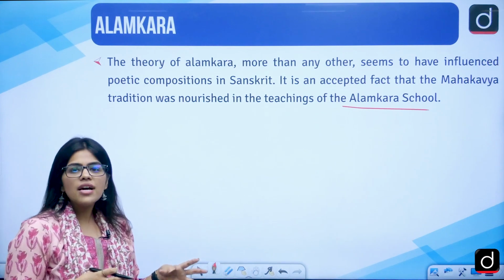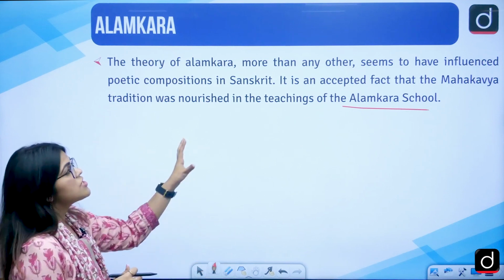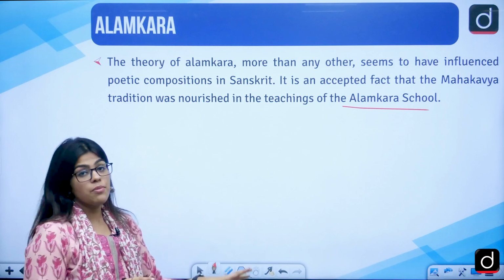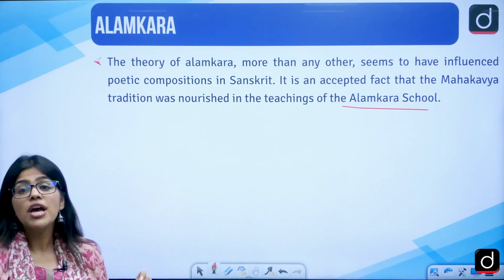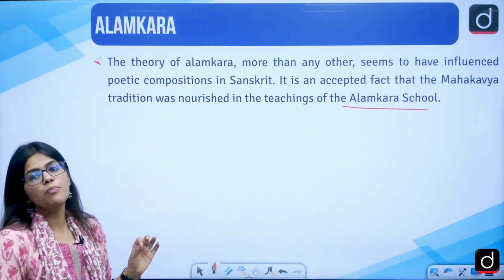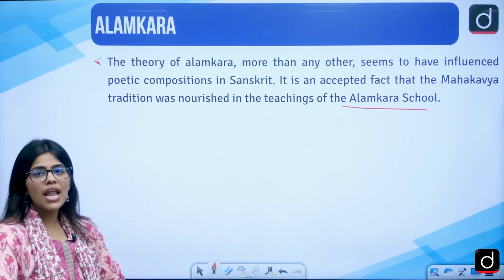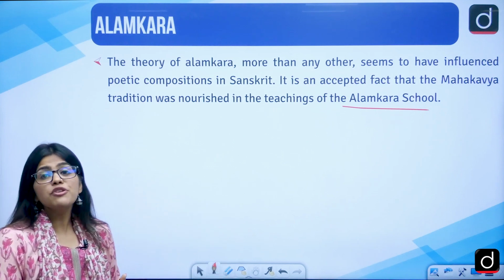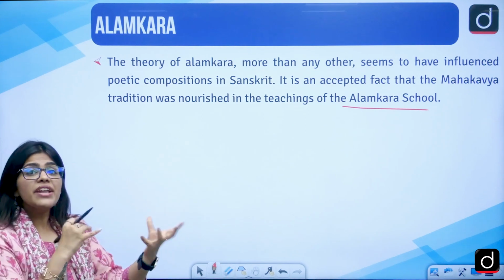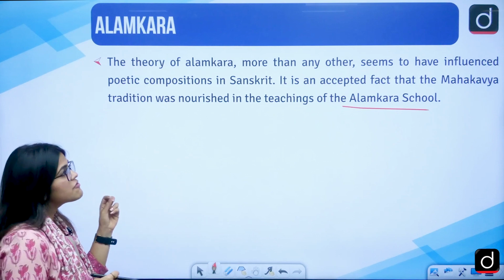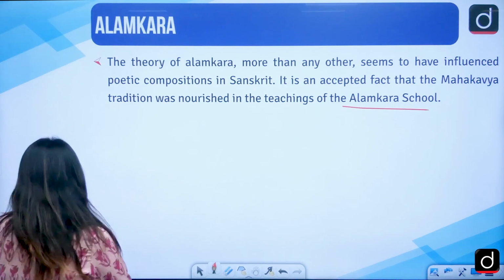What are Alamkaras? Alamkaras are accepted by the Mahakavya tradition and were nourished in the teachings of the Alamkara school. They are like embellishments, like figures of speech, like the ornaments of our poetry. We can read poetry, but if it is just a simple line, then you won't enjoy it. You further enjoy poetry when it is written in a very beautiful and flowery manner. This flowery, ornamental manner is called Alamkara.